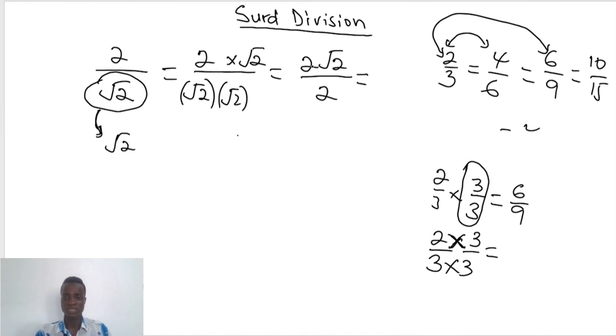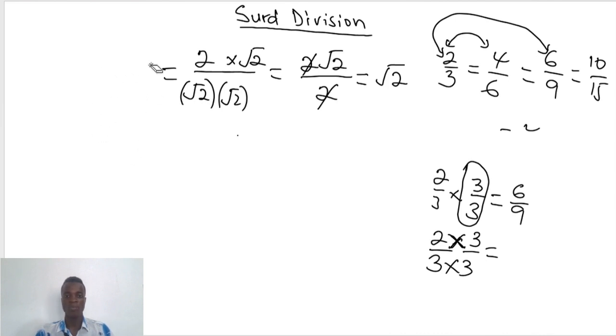Now when you have that, you do your simplifications. These 2 divide, the 2 goes into that 2, and at the end of the day you have root 2. So root 2 is your final answer. So you see that now we are free from the surd being a denominator. That's what we do in surd division.